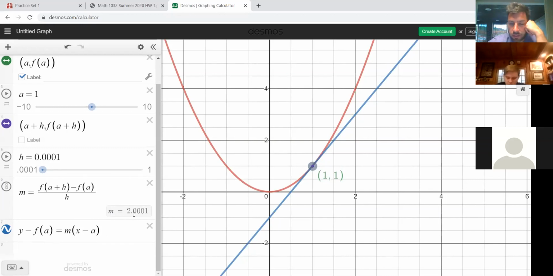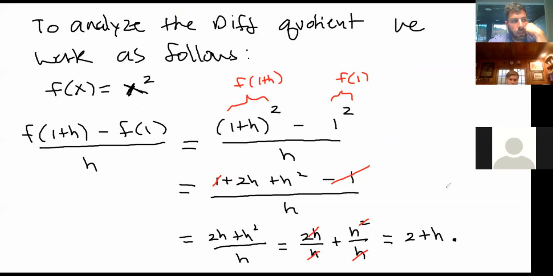And that is not a coincidence. We're going to see that this pattern is exactly what makes everything we do work. But what I want to illustrate to you is that when I try to draw the tangent line to the red curve at this point 1, 1, the slope appears to be 2. And that is not going to be a coincidence. It's going to be based off of this calculation. When h is small, what is 2 plus h? It's close to 2.